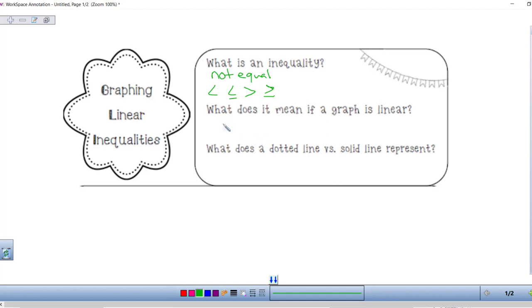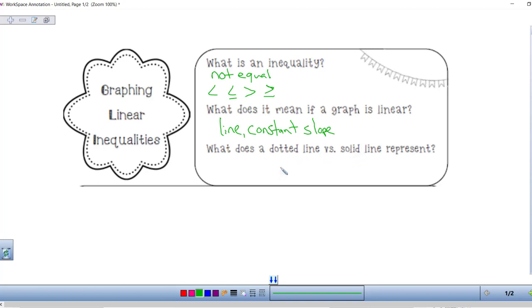What does it mean if a graph is linear? So linear inequalities, we know, have these symbols. Linear means that it makes a line, it has a constant slope. And when we graph linear inequalities, sometimes we have a dotted line and sometimes we have a solid line.